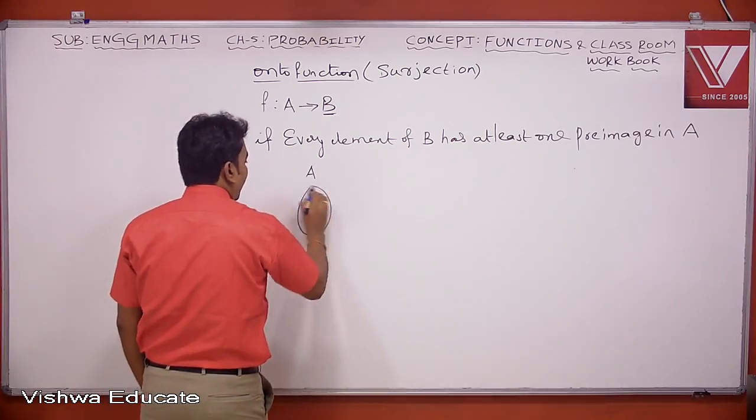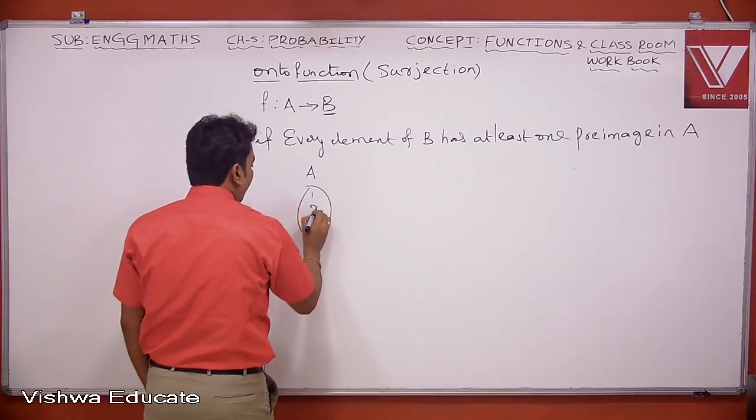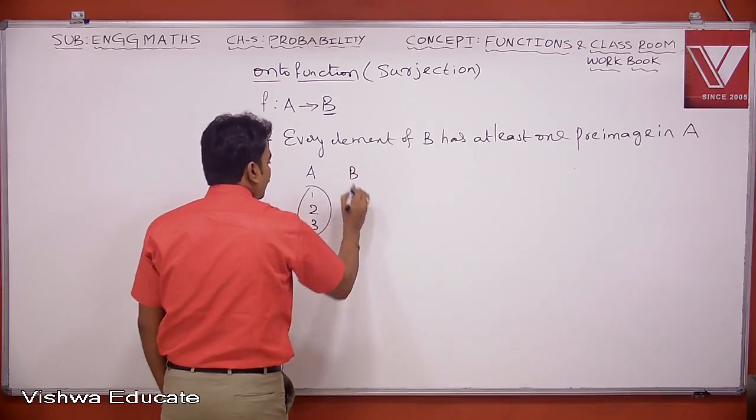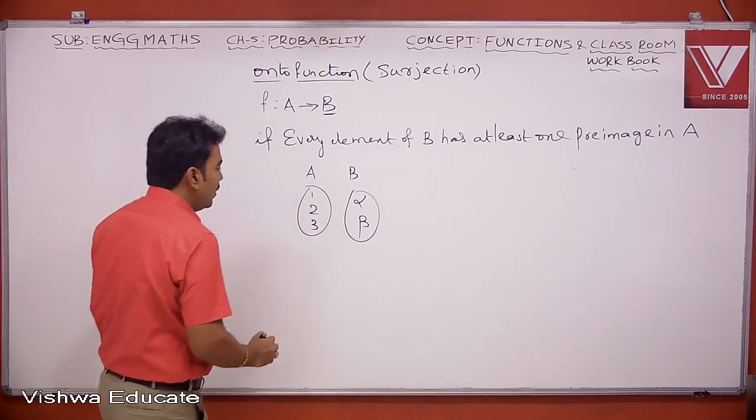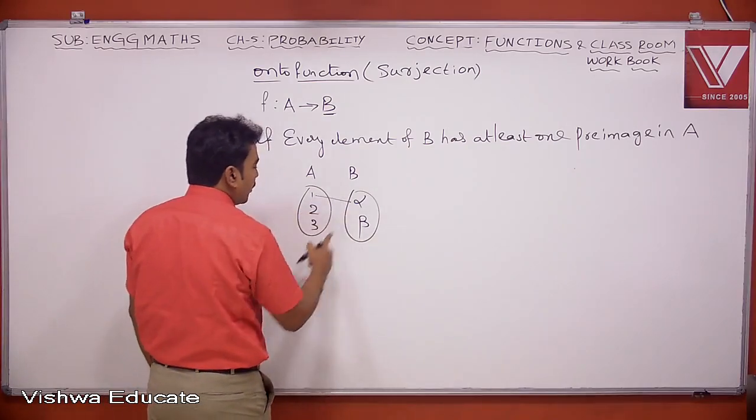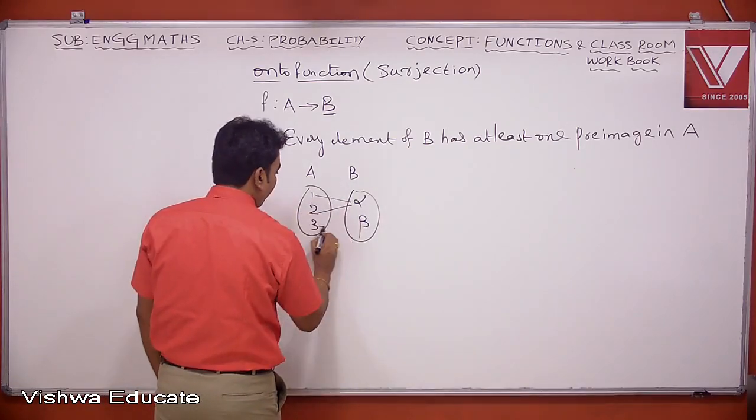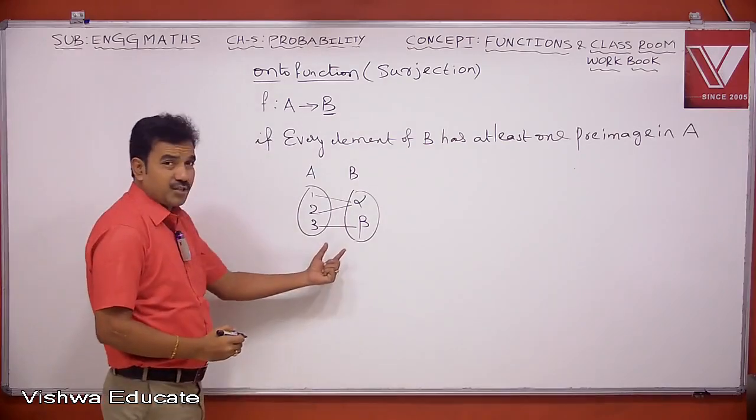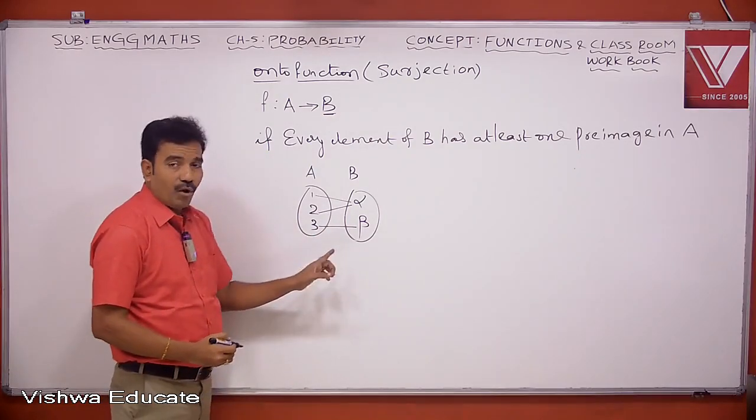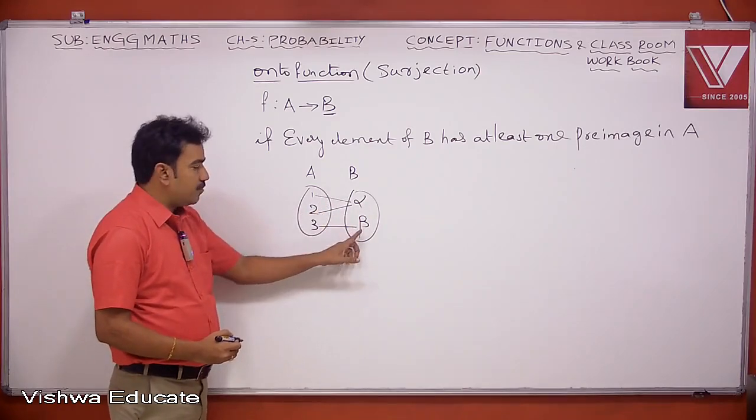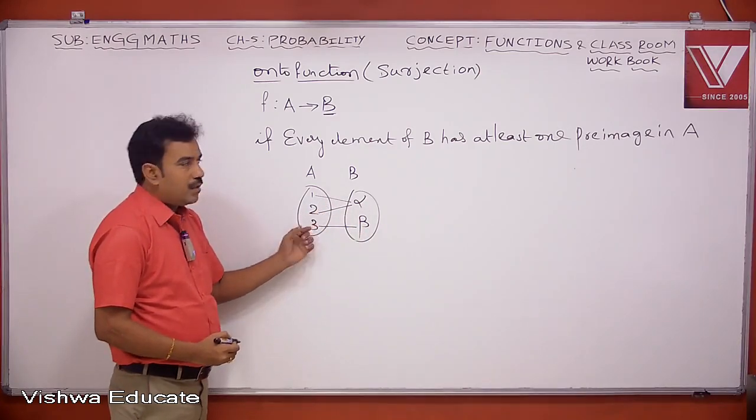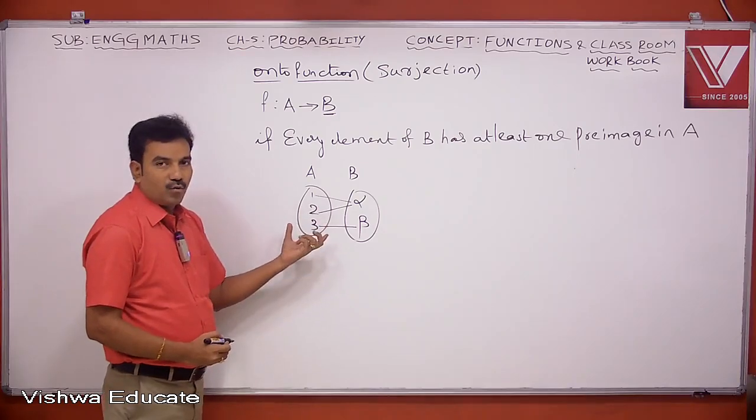Suppose we have a set A, for example 1, 2, 3. Suppose the second set B is alpha, beta. Now image of 1 is alpha, image of 2 is alpha, image of 3 is beta. So this is an example of onto function. Alpha has at least one preimage, beta has at least one preimage. Therefore, this is called an onto function.